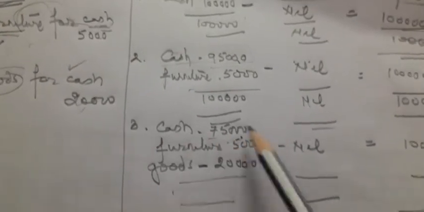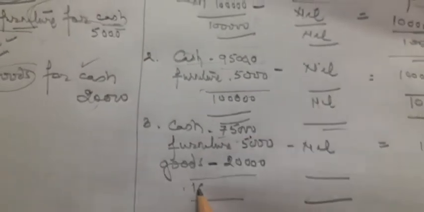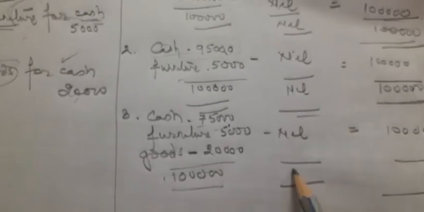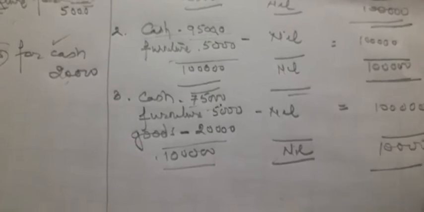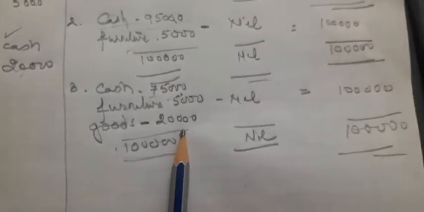Total of assets after 3 transactions, 1 lakh rupees. No change in liability, and capital is again 1 lakh. So left hand side is equal to the right hand side.